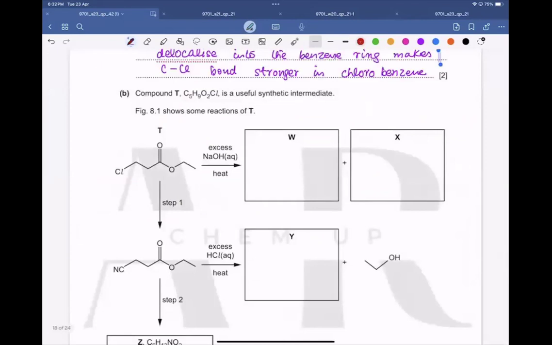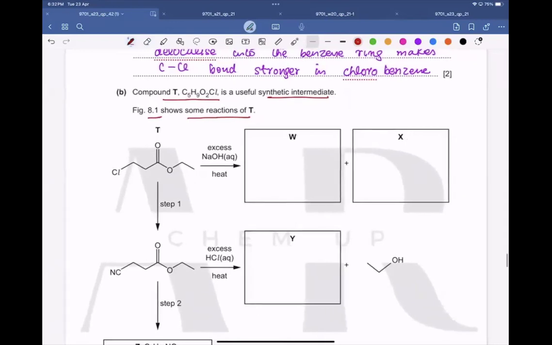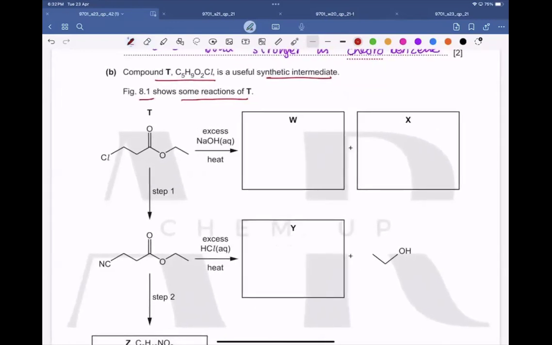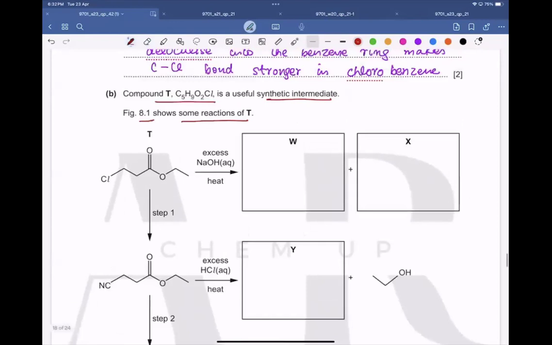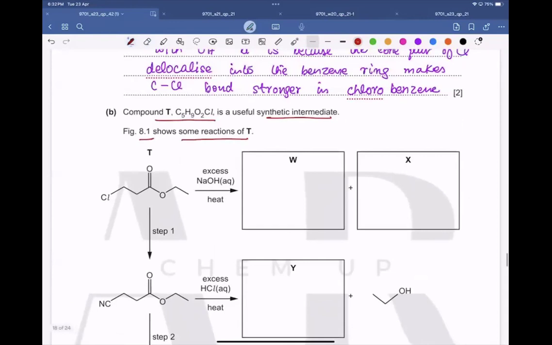Now, compound T, C5H9O2Cl, is a useful synthetic intermediate. Figure 8.1 shows some reactions of T. Okay. Now, if you recall it with sodium hydroxide, okay, let's see. Give the systematic name for T.